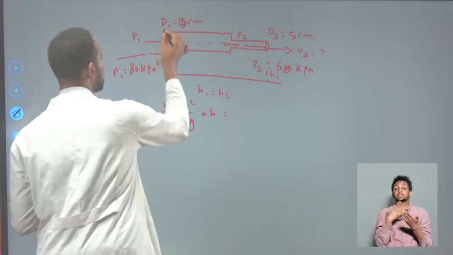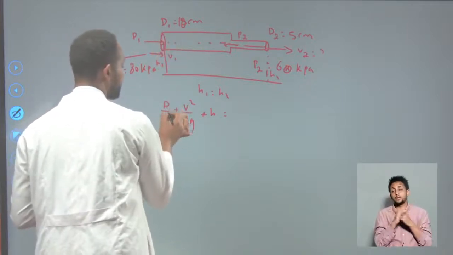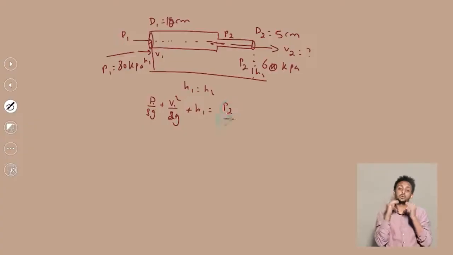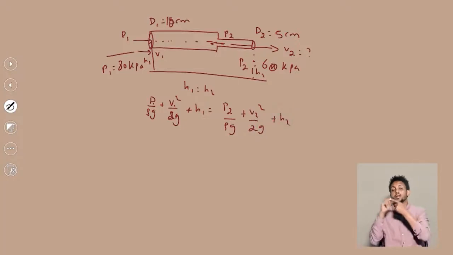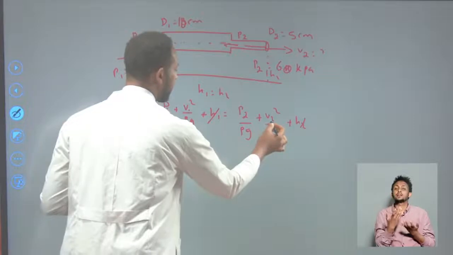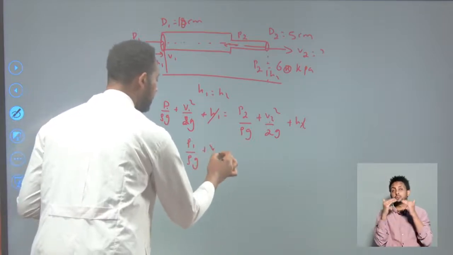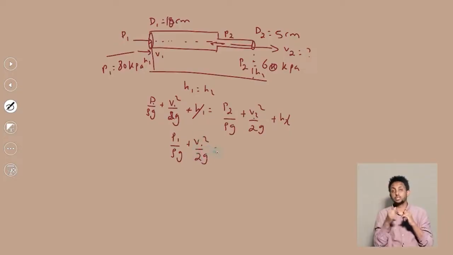But if you are taking the larger pipe as 1, let's say that pressure P1, velocity V1 squared, H1 is equal to pressure P2 over rho g plus V2 squared over 2g plus the elevation H2. But in this case, since the pipe is a horizontal pipe, H1 and H2 are equal. So we can eliminate these two. What we are asked is to find the velocity V2, okay? Therefore, we can have P1 over rho g plus V1 squared over 2g equals P2 over rho g plus V2 squared over 2g. This is the equation left.